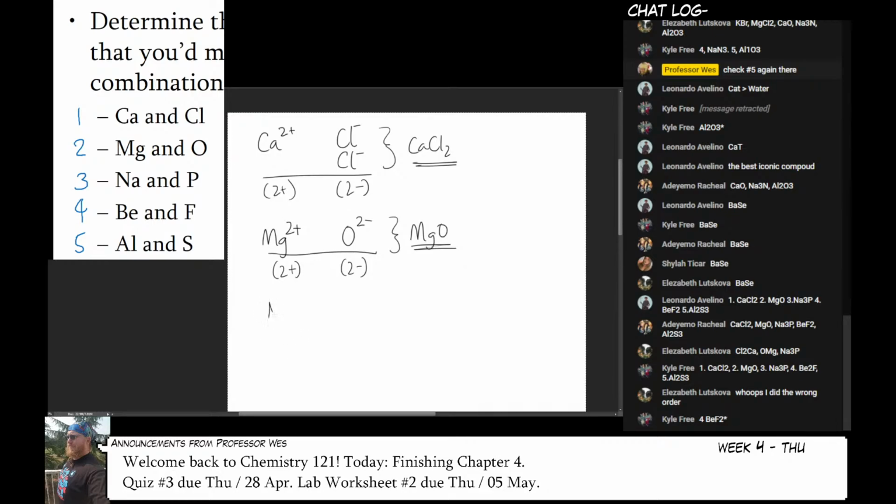Next, I have sodium and phosphorus. Do my charges balance out? Oh, I only have +1 here and 3-, so I need more positives, right? So I need 3 of these. There we go. That balances out.